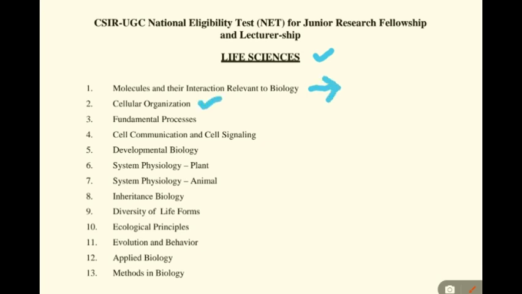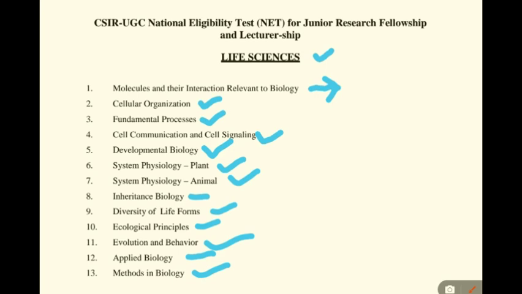Cellular organization, cell communication and cell signaling speak about cell biology. Fundamental processes speak about molecular biology. And also we have developmental biology, system physiology of plants and animals, inheritance biology, that is genetics. We have diversity of life forms, ecological principles, evolution and behavior, applied biology and methods in biology. In this video we are going to see the major highlights of the syllabus issued by the CSIR NET examination.